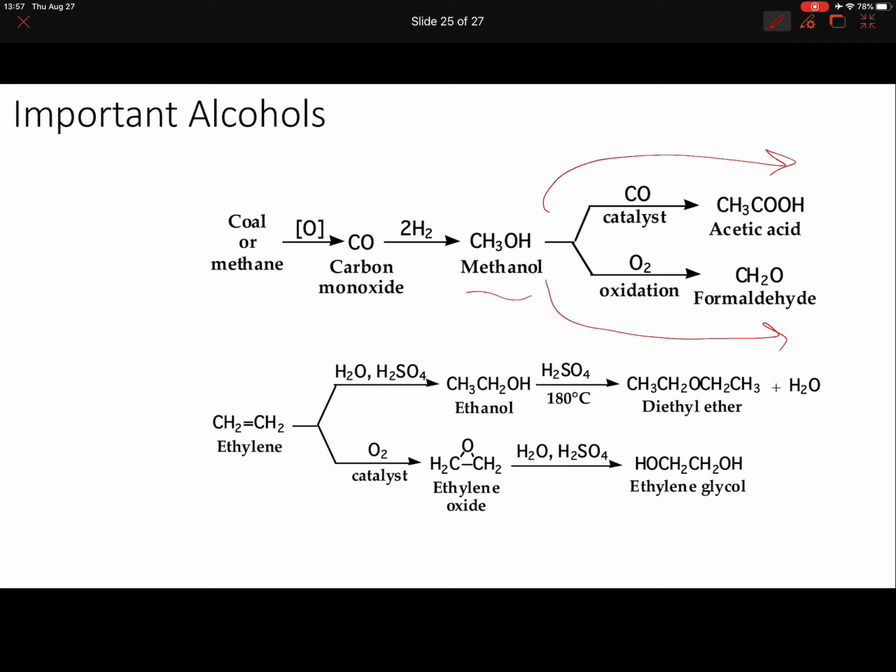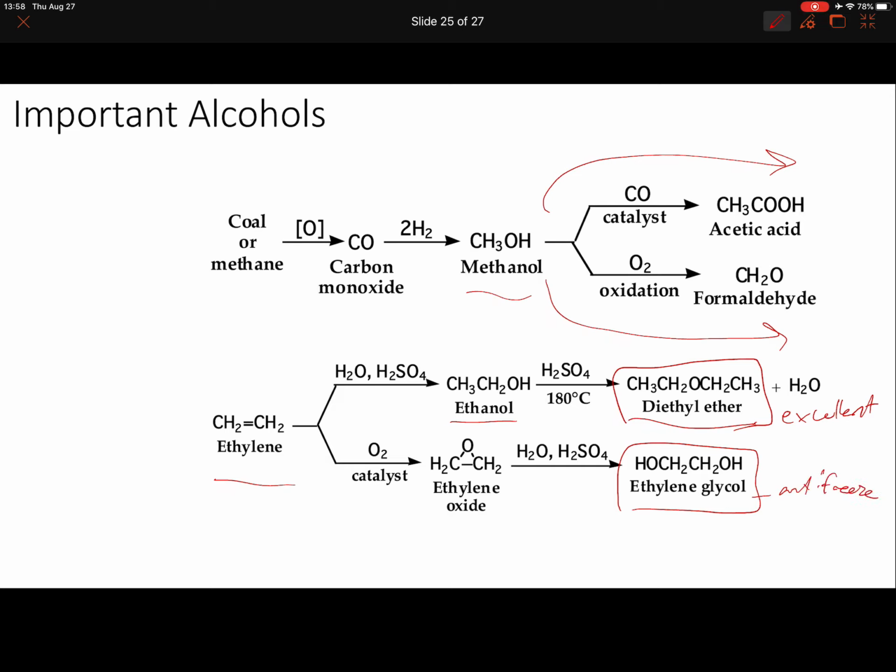Now, another important alcohol can come from ethylene. If we take ethylene through various reactions, we can get ethanol, which then can be made into diethyl ether, which we mentioned earlier is one of the most common ethers and an excellent organic solvent. And ethylene glycol. Ethylene glycol is antifreeze.